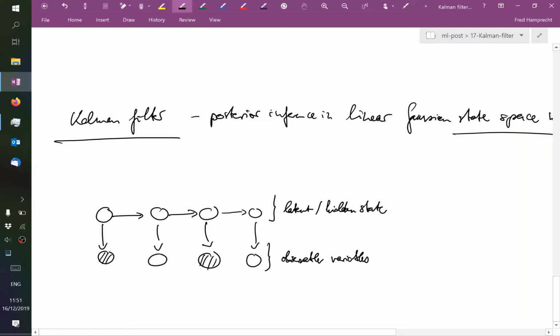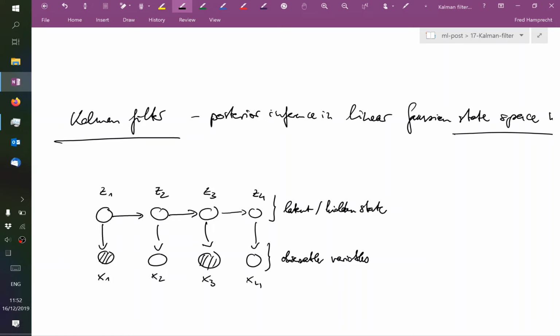All right, and I'm calling these state space variables here Z1, Z2, and so on. And the observations here I'm going to call X1, X2, X3, and so on. So this is a state space model.